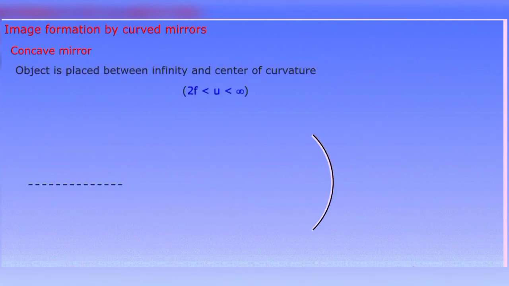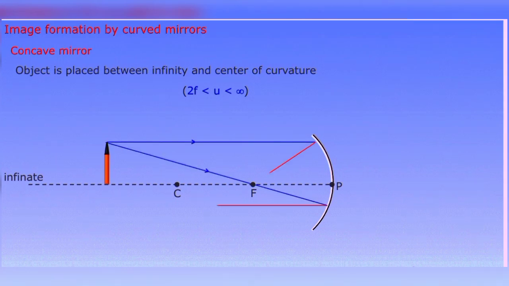Now, the second case of image formation by concave mirror. When the object is beyond the center of curvature of a concave mirror. That means the object is placed between infinity and center of curvature. The same rule we will apply in this case.